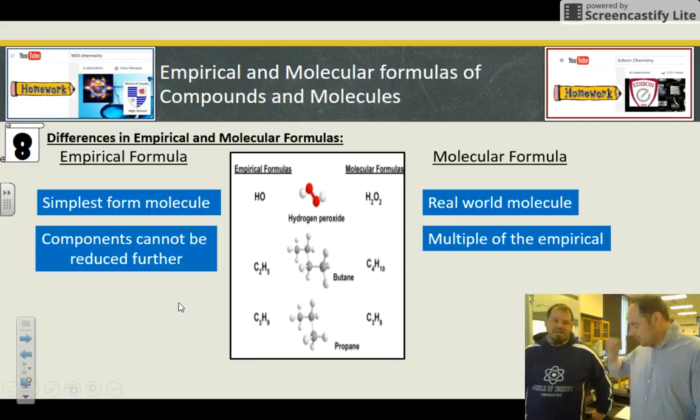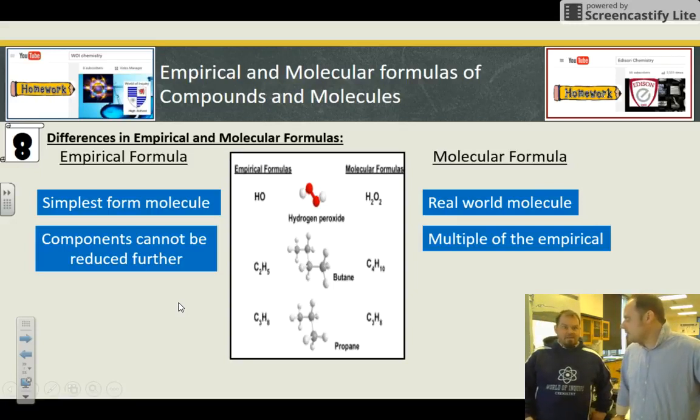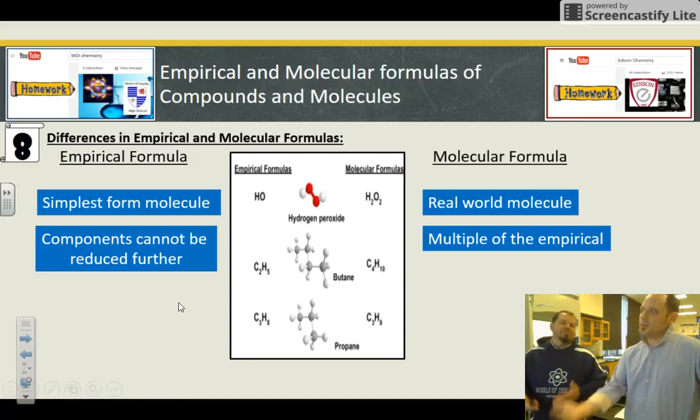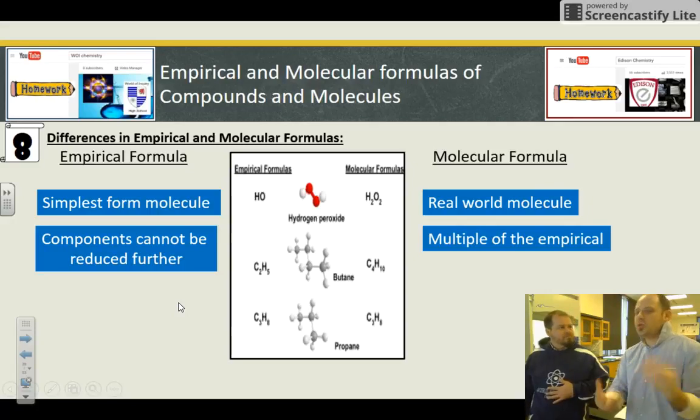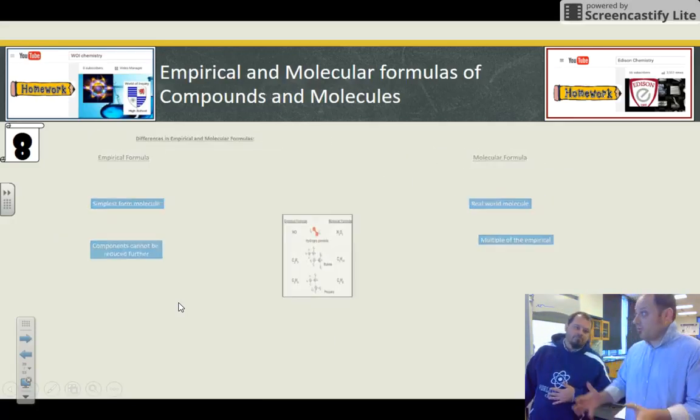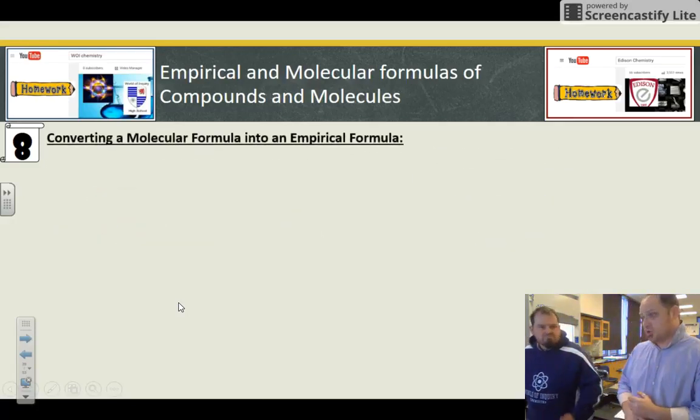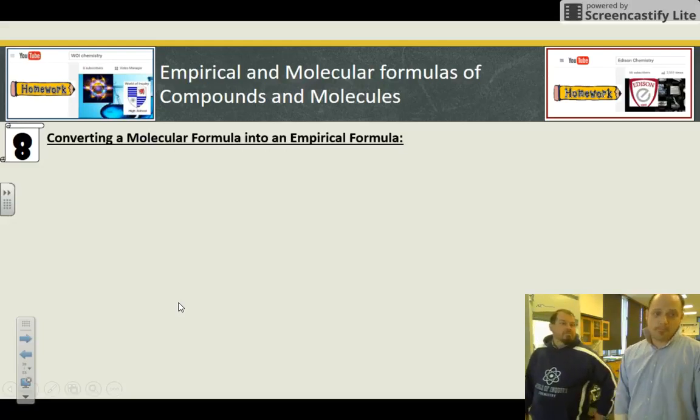The weight is 180, and you'd find out that the empirical formula weight is 90. So you'd need 2 of them. You'd have to take that empirical formula, multiply it by 2, and then you get the real world molecule. That's the reason why we have to teach this material, but we've simplified it down as much as possible. Let's just figure out what the empirical formula is.